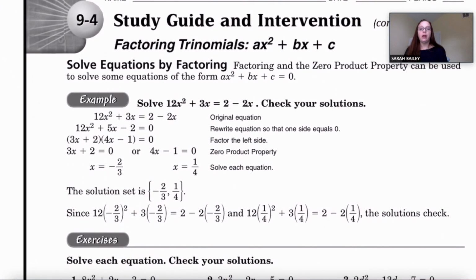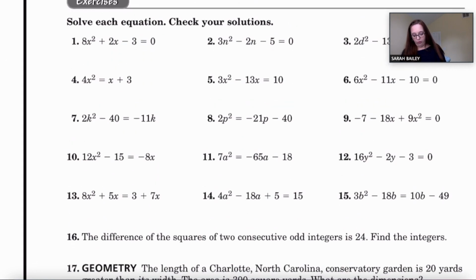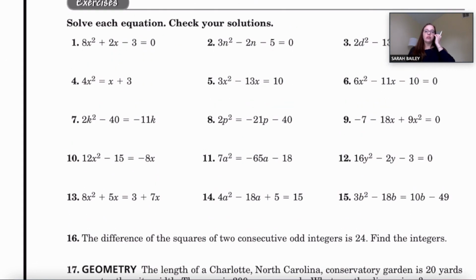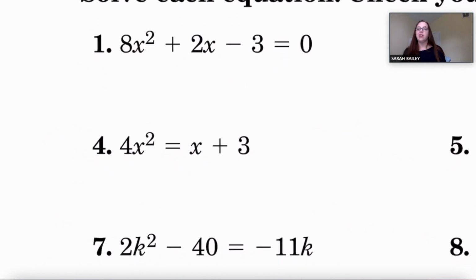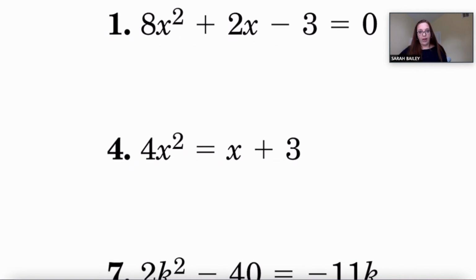And on this next page, it's the same thing, but this time we're going to be solving by factoring, which is similar to what you've done earlier. So if you're looking at these problems, you can see that we're going to set the equation equal to 0, just like we did in the last lesson. So let's look at number 1. The equation is already set equal to 0, so I'm going to factor that. So I'm going to follow those same steps.